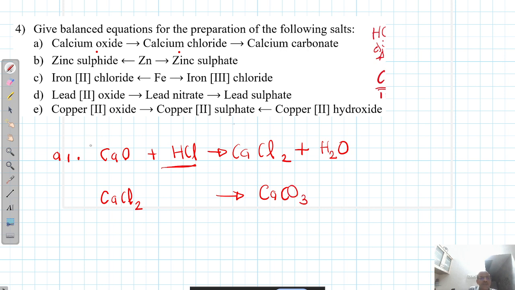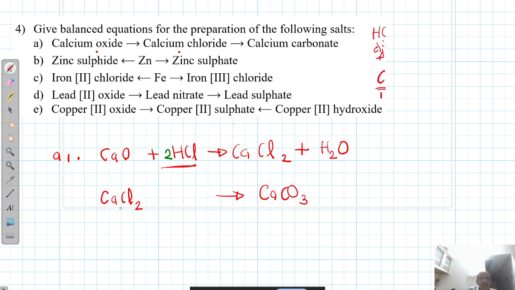Let us try to balance this equation, because he said to balance the equation also. Sir, the first one is not balanced. So it is two only, this HCl. Yeah, add 2HCl, it gets balanced. Very good. That's right. Okay.